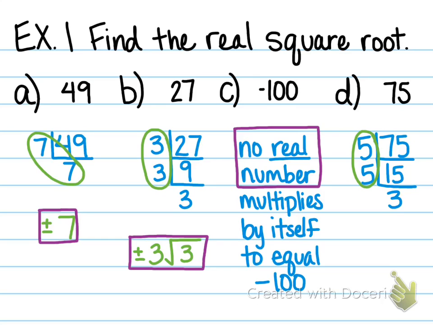So I circle my pairs. Pairs of a number get to come outside. Any leftovers stay inside. So my pair of 5 comes out, so that's plus or minus 5, and then my leftover 3 has to stay inside the radical. So this is plus or minus 5 square root 3.